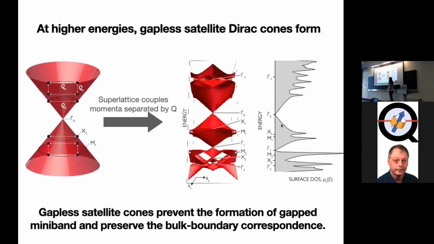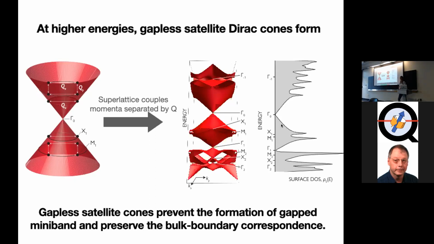Each one of these is its own little cone. It has its own velocity. And we can track these things using perturbation theory, and numerically, we can track their energy and we can track their velocity. And the satellite cones, some of them are isotropic, some are anisotropic, depending on whether they're at the corner of the Brillouin zone.